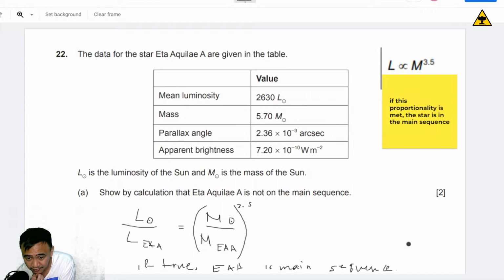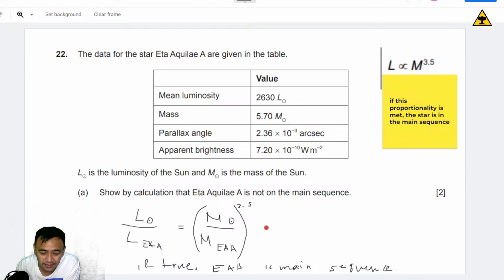And now we can substitute. Yes, we can just substitute. So it's just going to be 2630 divided by an unknown number equals 5.7 divided by an unknown number. But remember, that unknown number is actually in the proportion in those numbers as well, because you have L0 and M0 here, or L sun and M sun. We'll read that as L sun and M sun, right?